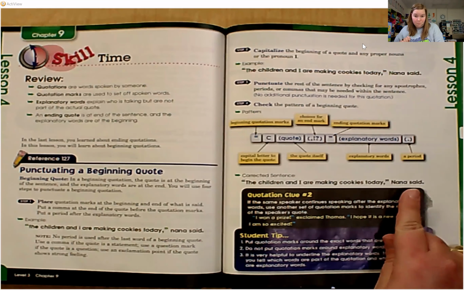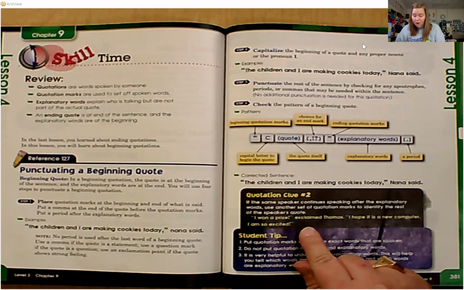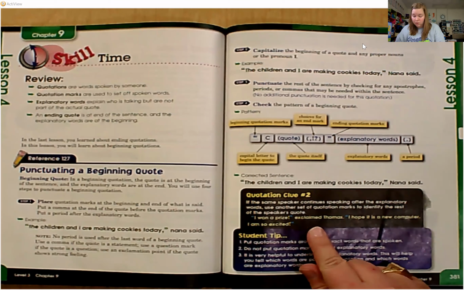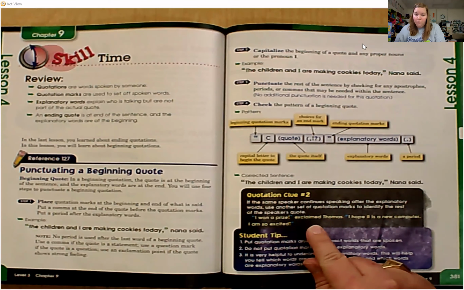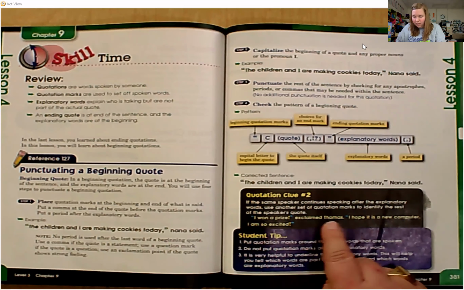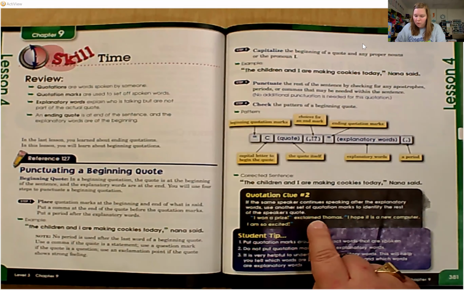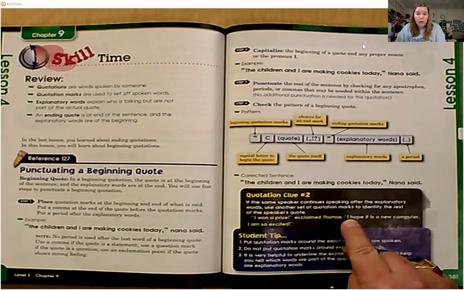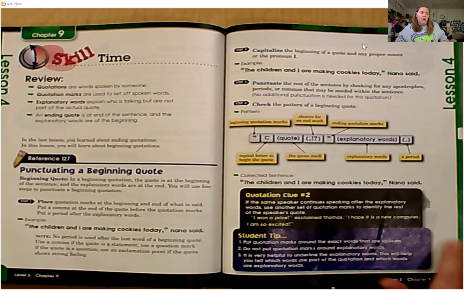Quotation clue number 2. If the same speaker continues speaking after the explanatory words, use another set of quotation marks to identify the rest of the speaker's quotes. So like this sentence, it says, "I won a prize," exclaimed Thomas. "I hope it is a new computer. I am so excited." So there was kind of a pause right here for the explanatory words. So they end the quote and then begin the quote again. That's why for now we are underlining the explanatory words. Okay? So let's go ahead and get out our guided practice.